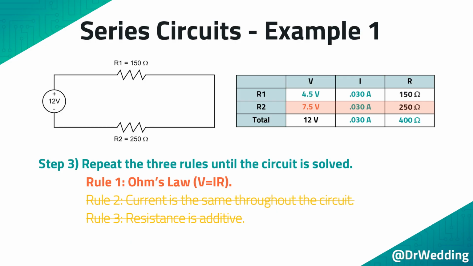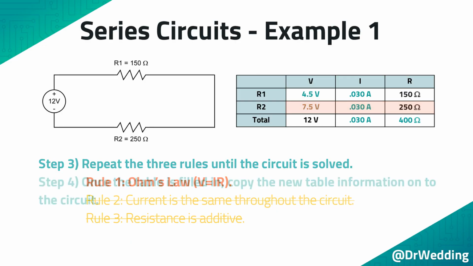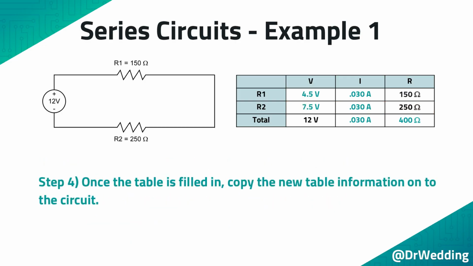Using Ohm's law, you can calculate the voltage drop across R2. The voltage across R2 is 250 ohms times 0.03 amps. So the voltage across R2 is 7.5 volts. Fill this value in on the table. Step 4. Once the table is filled in, copy the new table information onto the circuit.